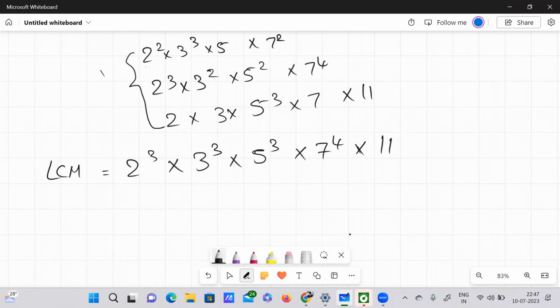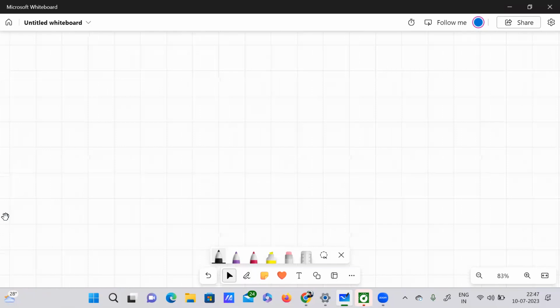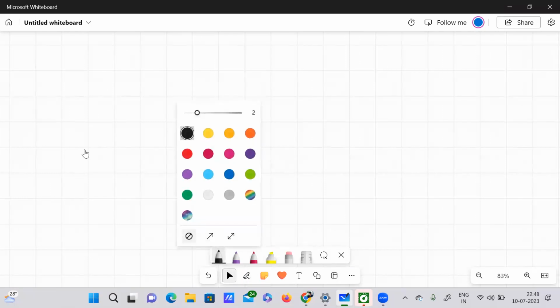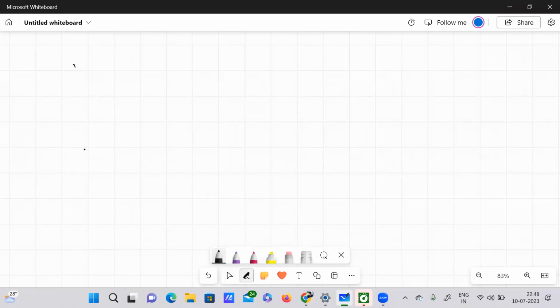Right. So now the LCM would be the product of all the numbers, right? You can do the calculation here, you'll get the answer. Okay. So now this is a way, and you can also expect problems like this. What is the LCM for these numbers 72, 108, and 2100? So how to calculate these?